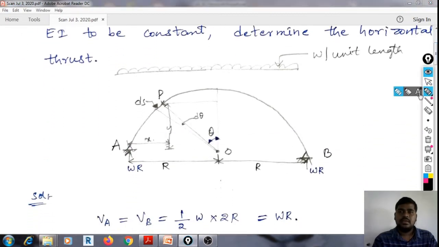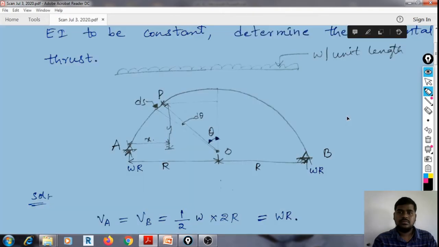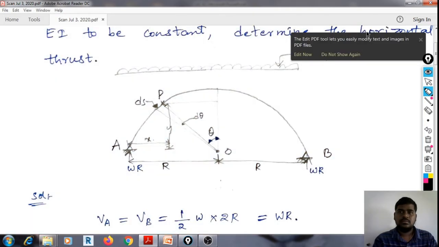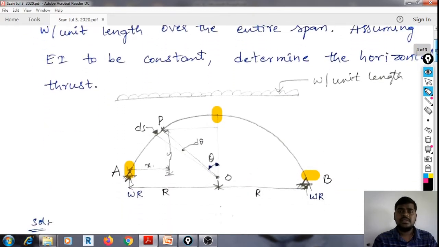So when we see the arch here, in the joint view, we have a support at A, that is a hinge support, and this is the crown, and this is hinge B. So this is a semicircular arch, as shown in the question.